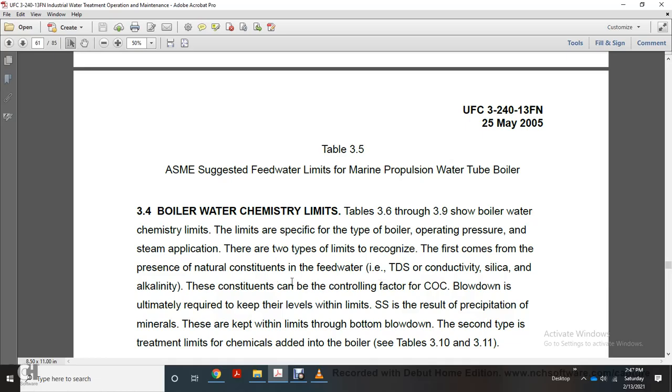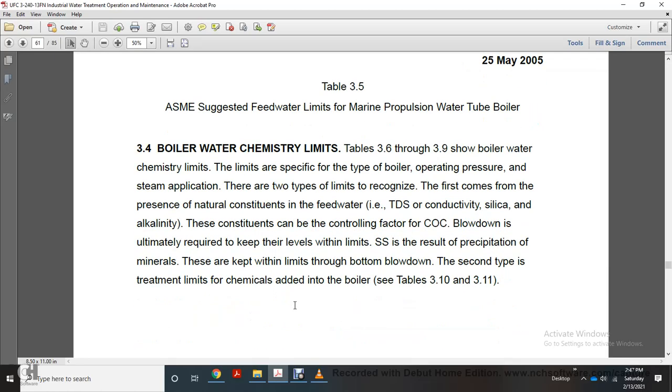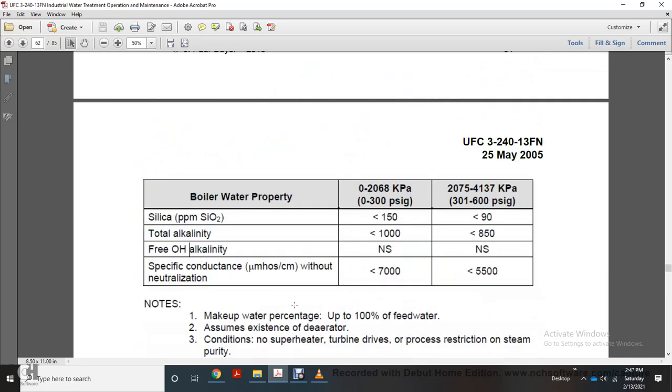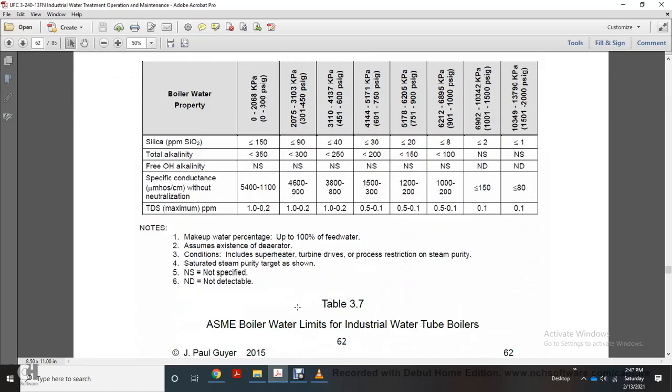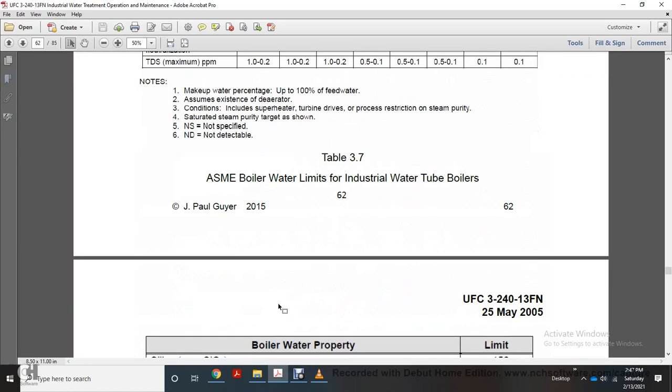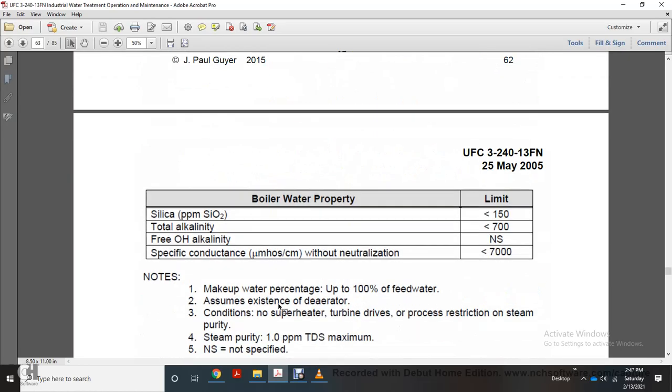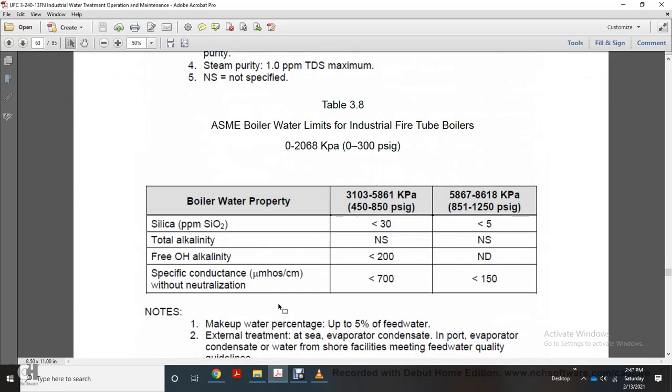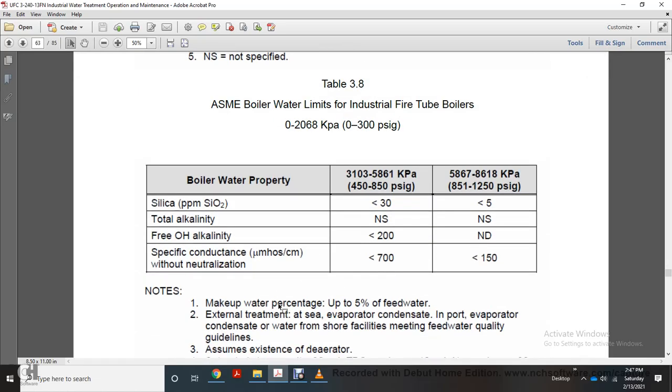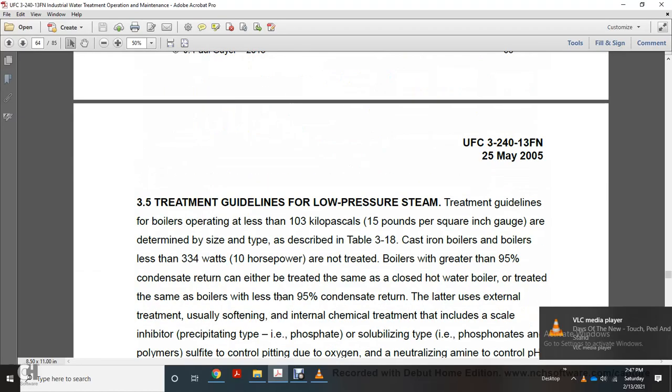The cycle limit determines the bottom blowdown. The second type of treatment is limited to the chemical additives of the boiler. Tables 3-10 through 3-11: boiler water properties at 0 to 300 psi gauge, 301 to 600 psi gauge. And then you have your ASME boiler water limits for industrial water tube boilers, with different psi gauges. Boiler water properties and limits for 450 to 850 psi gauge, and 851 to 1250 psi gauge.